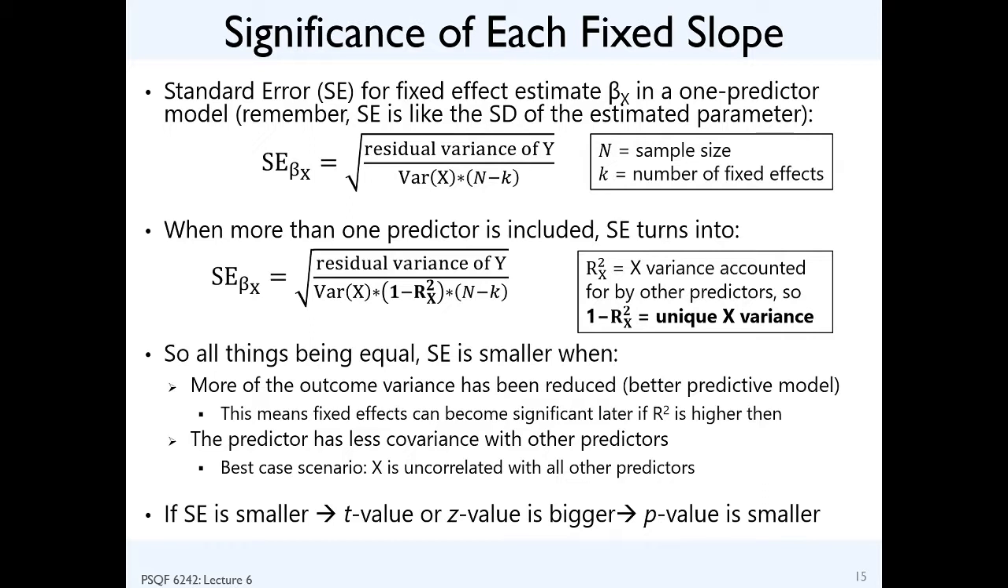It's trying to take the variance of x and correct it for how much the unique variance is. That's not predicted by the other predictors. So what does x bring to the table that the other ones don't? The standard error is trying to capture that. So the standard error is going to be smaller to the extent that either the model works better, so there's less residual variance left, or x has less in common with its predictors. The more x has in common with the other predictors, the less unique variance it has, the higher its standard error is.